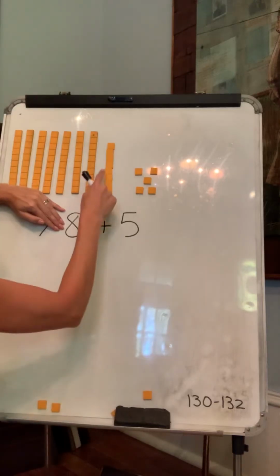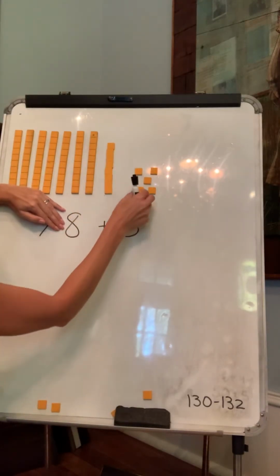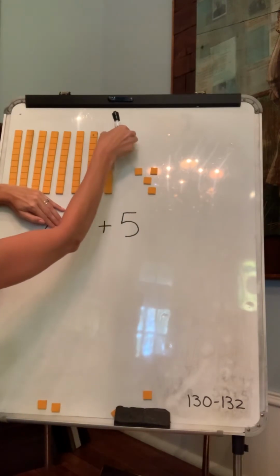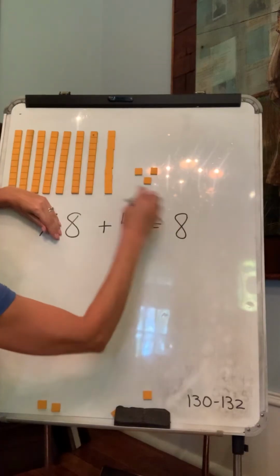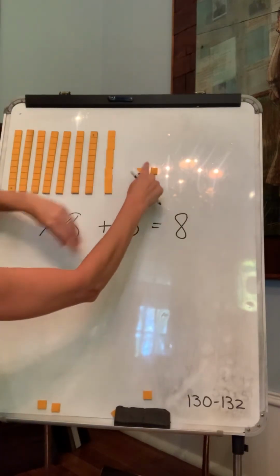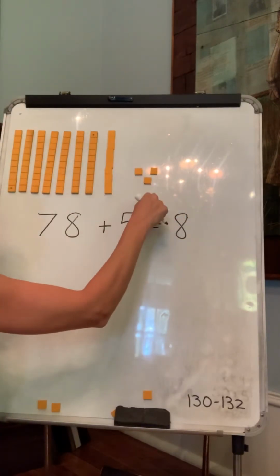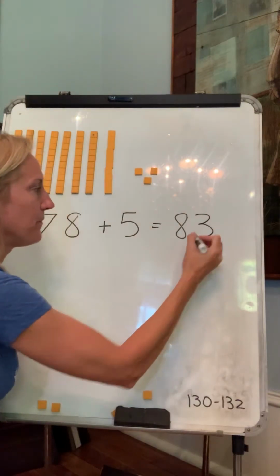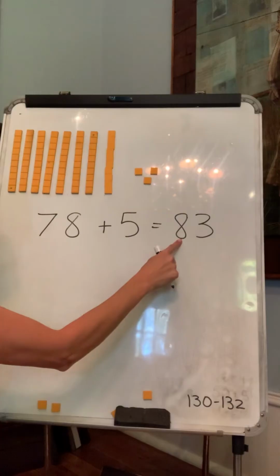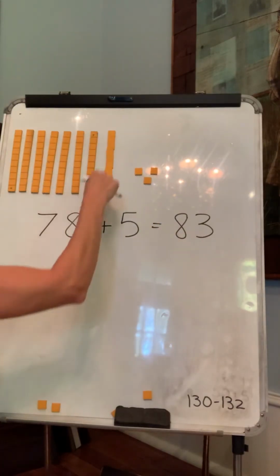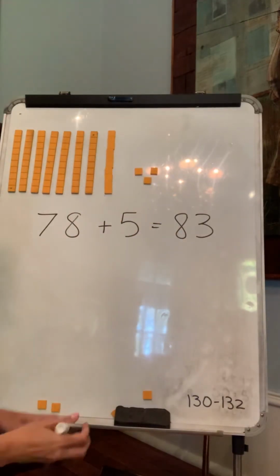Well, let's go ahead and make this another 10. So we're going to put 2 of them over here, 1, 2, to make this a 10. So now we have 8 groups of 10. And how many ones are still over here? 3. So 78 plus 5 equals 83. 8 tens and 3 ones.